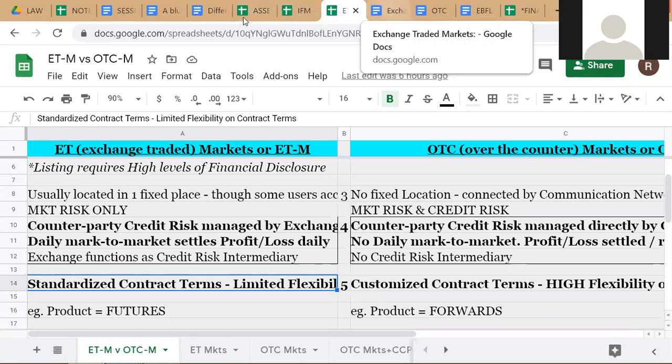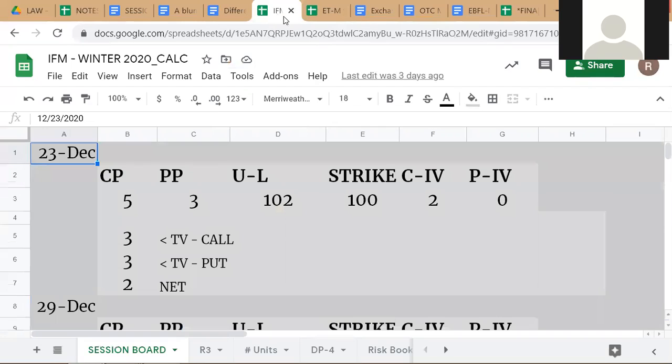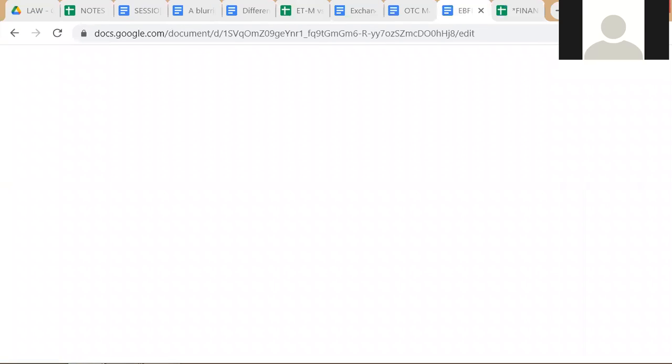Here, we can move this to the other screen. We don't need it right now. We don't need this also right now.